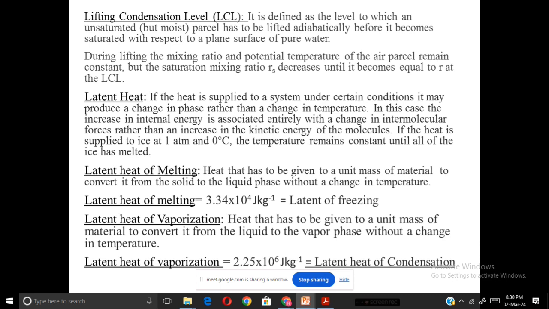So these are temperatures that we use when we are dealing with moisture for different research purposes, different calculations. So now let's talk about a level. The lifting condensation level is basically a particular height in the atmosphere, a level to which an unsaturated air parcel has to be lifted adiabatically before it becomes saturated with respect to a plane surface of pure water.